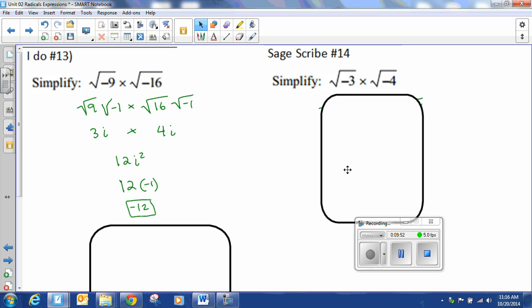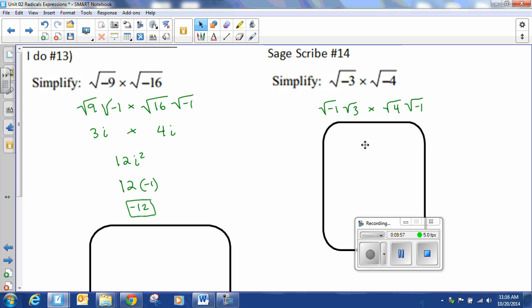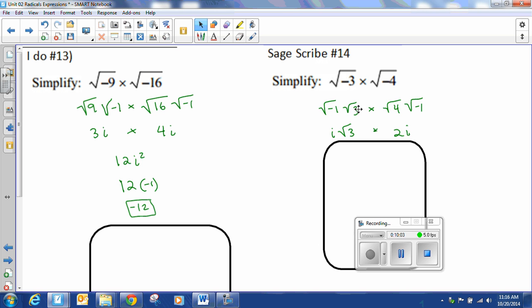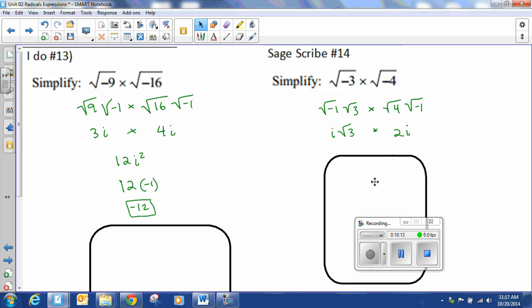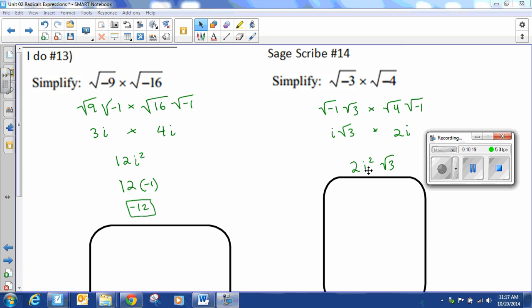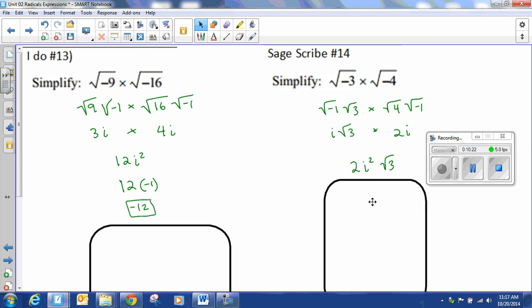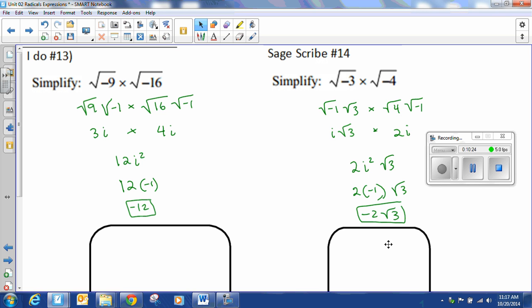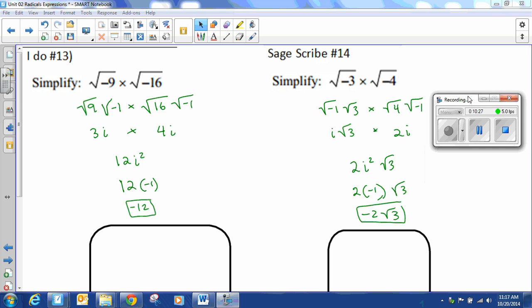And over here we have radical negative 3 times radical negative 4. So we simplify this. We take out the radical negative 1, which is i radical 3. We really can't do anything with the 3, so it stays under the radical. And here we have radical 4 times radical negative 1, which is 2i. When we multiply these together, we're going to multiply the i times i to give us i squared. So we basically have 2i squared radical 3. And we know that i squared is really negative 1, so it's 2 times negative 1 times radical 3, which is negative 2 radical 3, which is our final answer. And there's the lesson for the day. Best of luck to you.